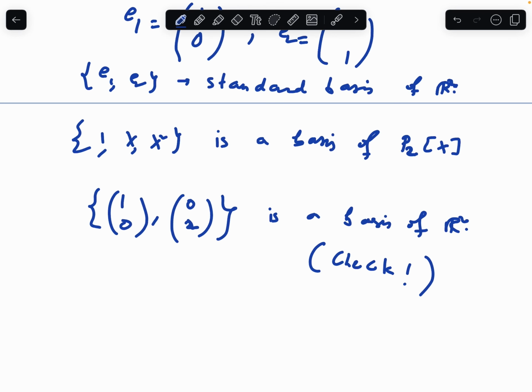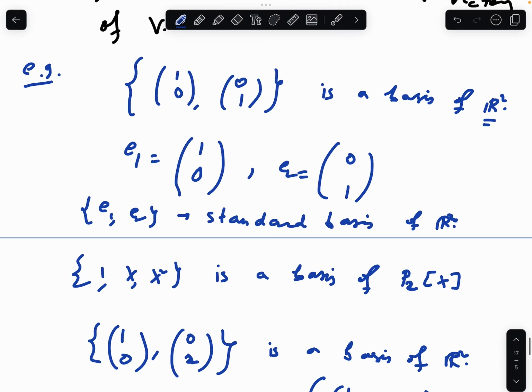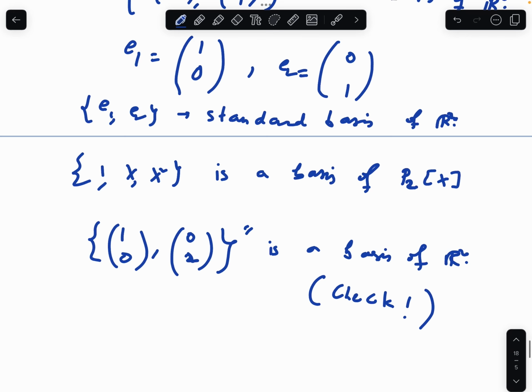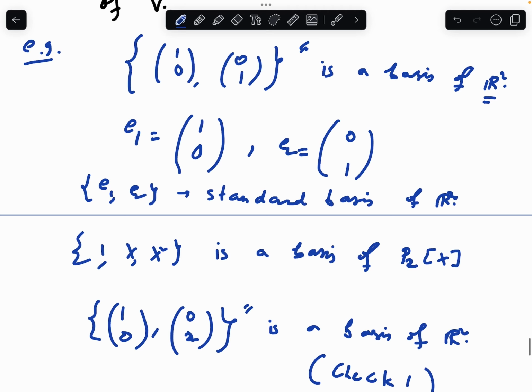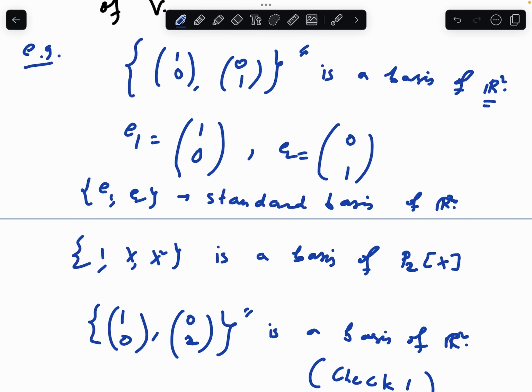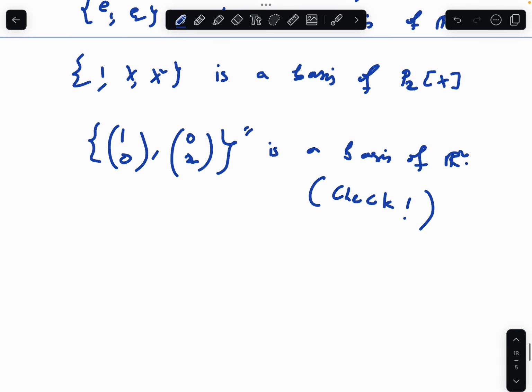How will you check this? First of all, you'll show that this spans R2. And second, that these are linearly independent. That's it, you're done. So this is also a basis of R2. But you can see that it is different from this basis, right? But what is common in both is that both have two vectors. This has two vectors inside, and this also has two vectors inside. Even though they are different, the number of vectors in them seems to be the same.